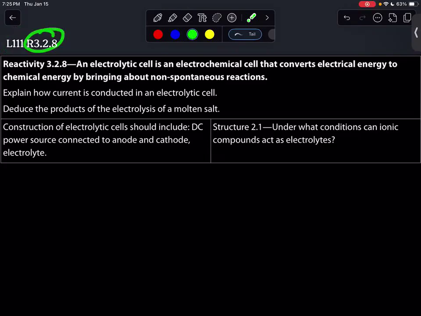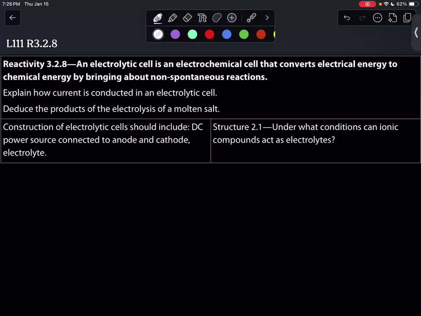Today we're going over reactivity 3.2.8. We're going to talk about the electrolytic cell as an electrochemical cell that converts electrical energy to chemical energy by bringing about non-spontaneous reactions. We'll explain how current is conducted in an electrolytic cell, and we'll deduce the products of electrolysis of a molten salt. We'll be able to draw electrolytic cells as well and deduce each aspect of it.